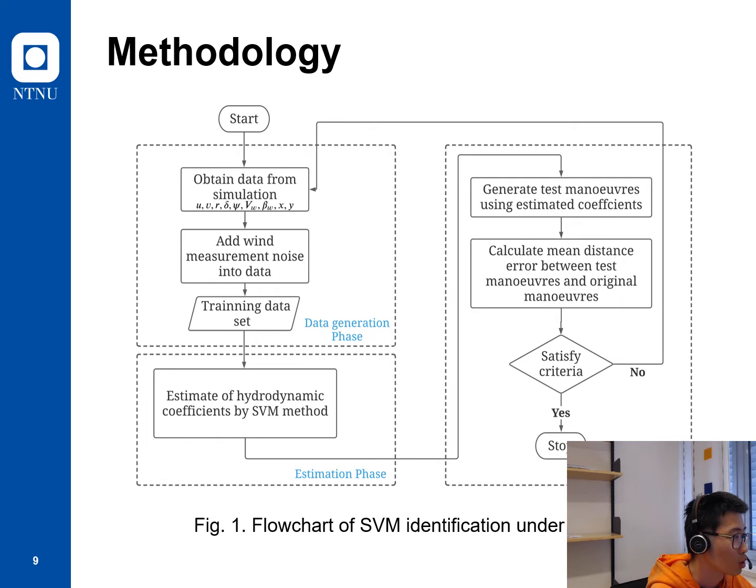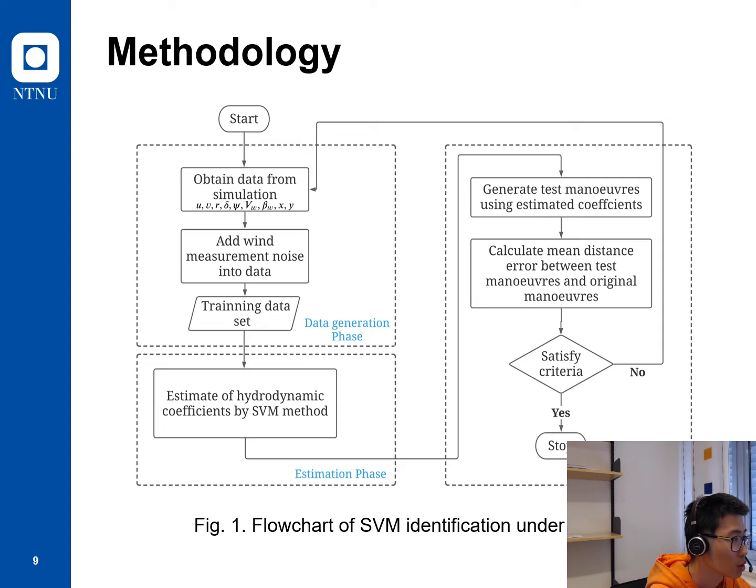And then we come to the methodology. To address the uncertainty of identification under wind disturbances, an identification structure is proposed as shown in the figure. The flowchart consists of three major components: data generation phase, estimation phase, and validation phase.